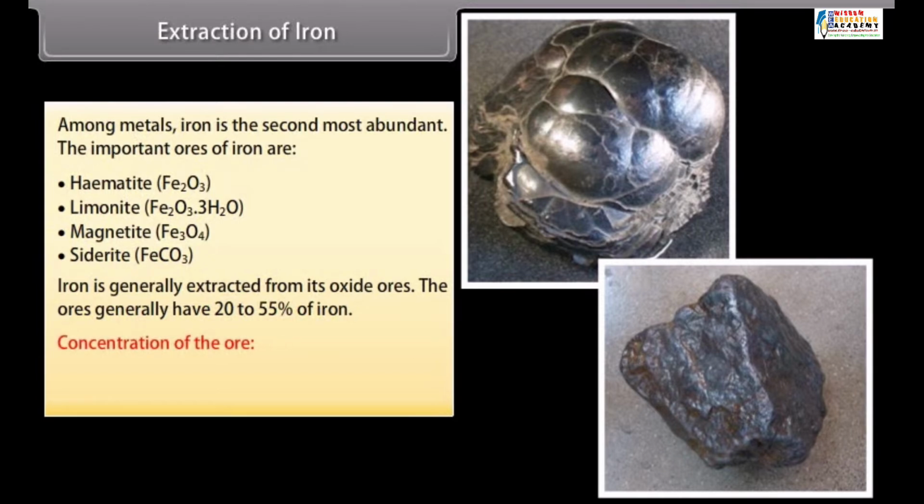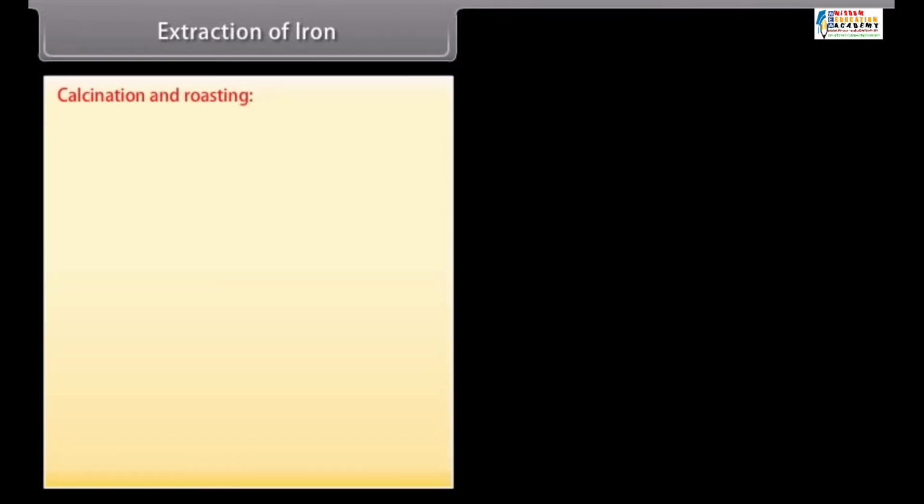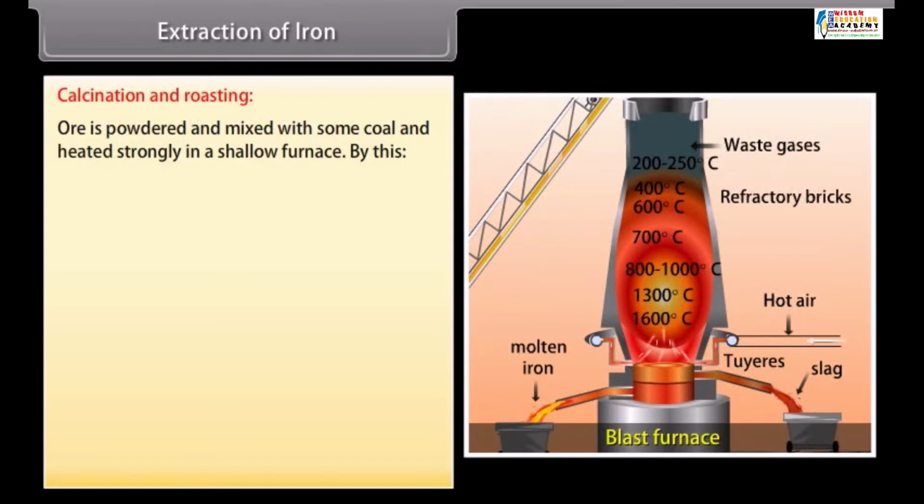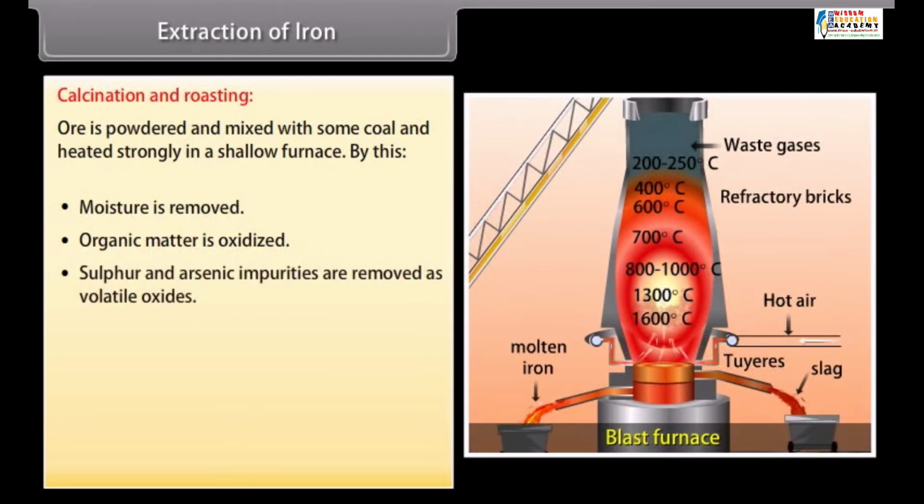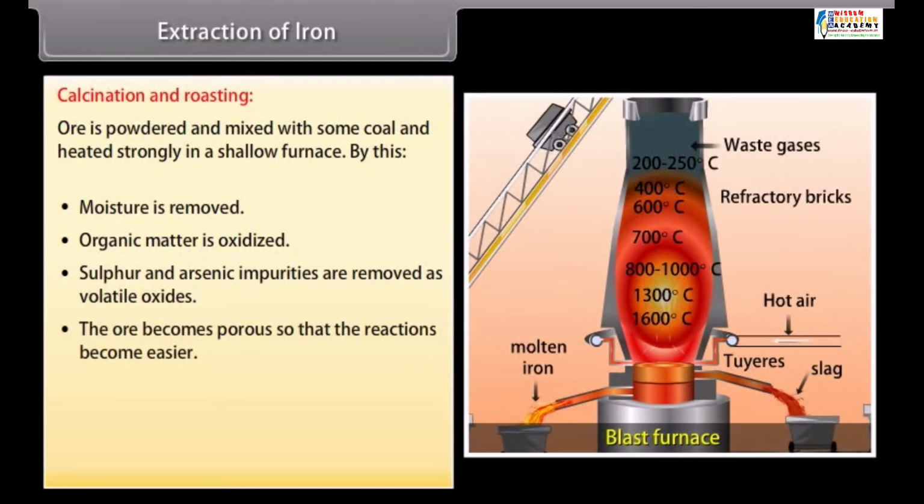Concentration of the ore. Impurities of clay, sand, etc. are removed by levigation. Calcination and roasting. Ore is powdered and mixed with some coal and heated strongly in a shallow furnace. By this, moisture is removed, organic matter is oxidized, sulfur and arsenic impurities are removed as volatile oxides, and the ore becomes porous so that the reactions become easier.